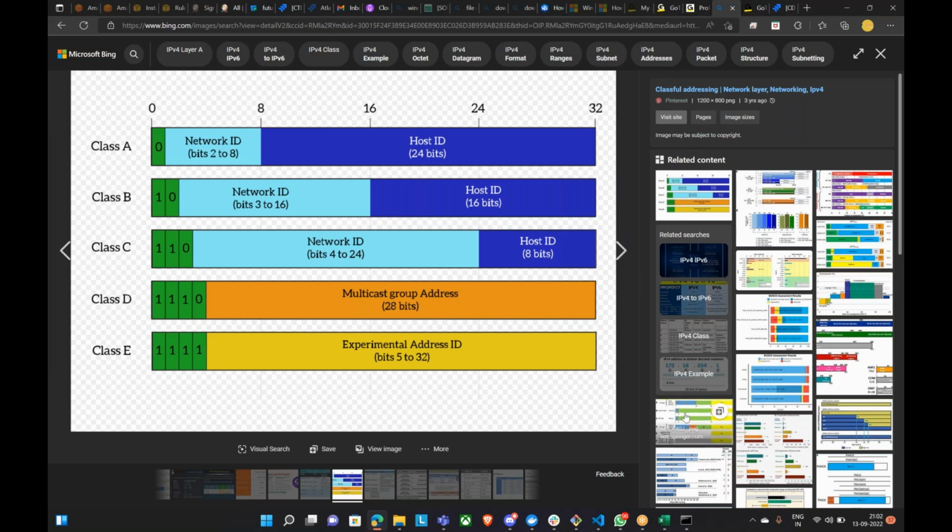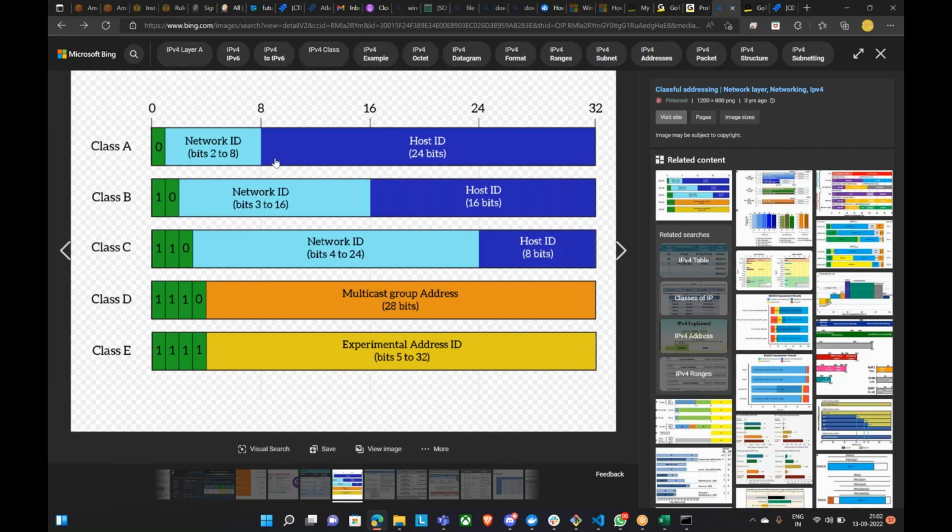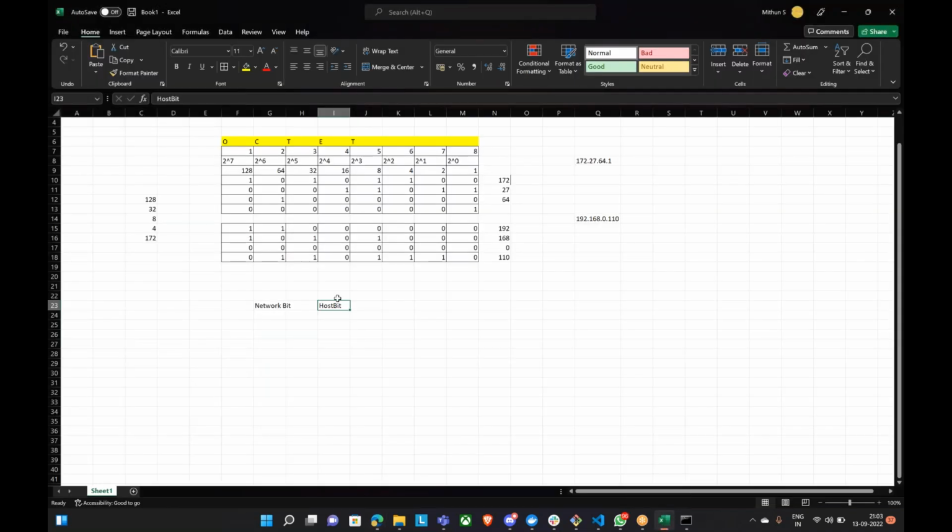You're getting it right. So the network ID will play a role in identifying the device, or it helps in device identification in the network. In simple words, device identification in the network. Okay, now coming back to this one. So the network bit.